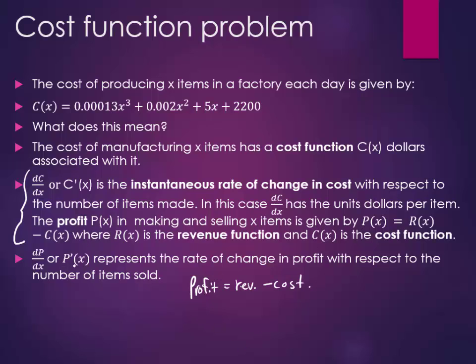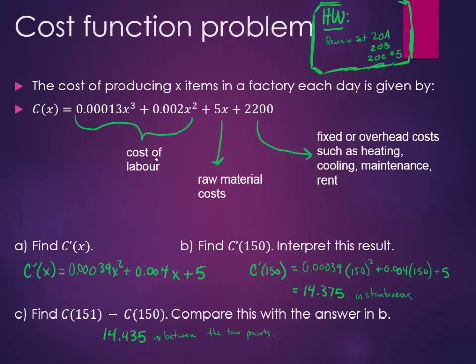So if I ask what is P prime, that would be the rate at which the profit is increasing or decreasing with respect to the number of items sold. The problem that we're actually going to get to is right here. Oh, crud apples.